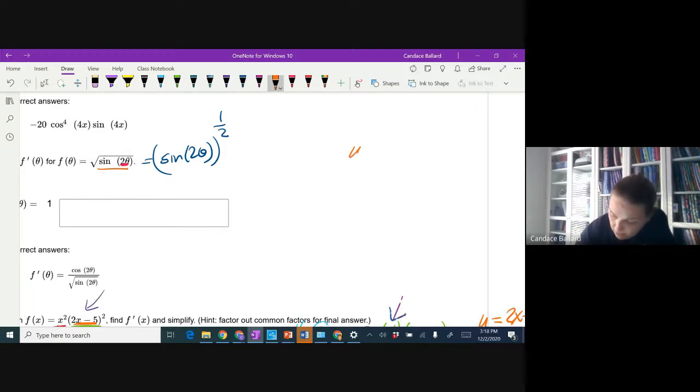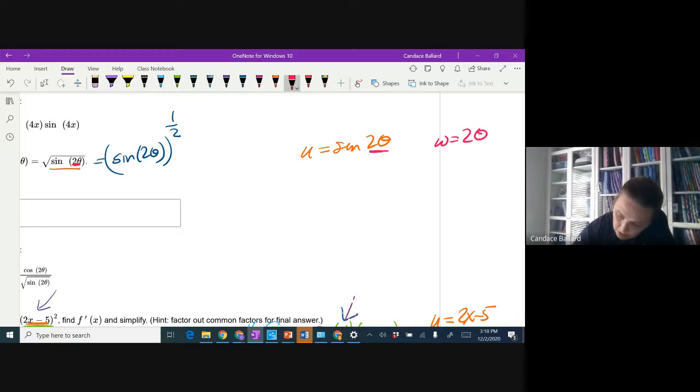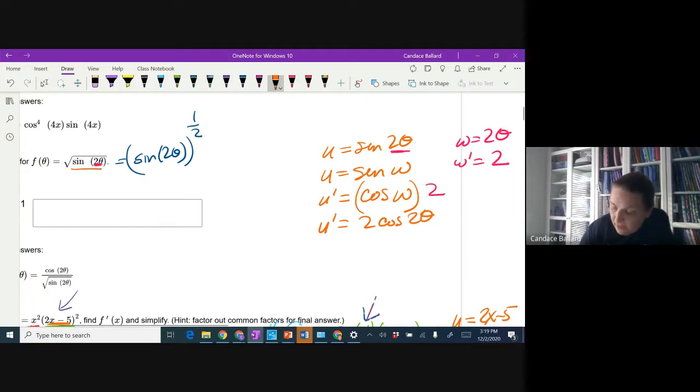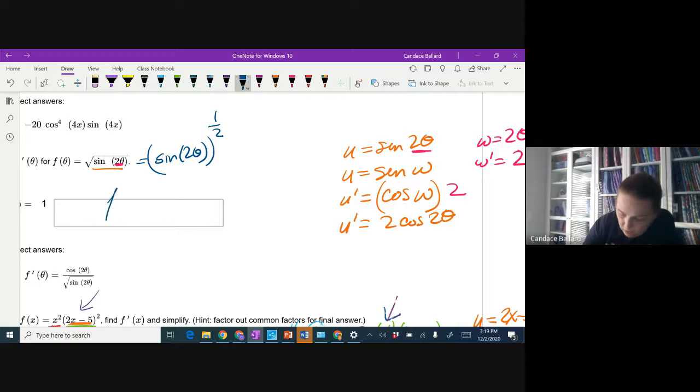So let's start doing our u, right? Start doing the chain. So u equals sine of 2 theta. And then I've got my w. My w equals 2 theta. So w prime equals 2. I'm going to rewrite my u. So u equals sine of w. And then u prime equals the derivative of sine, which is cosine of w. And then I've got to multiply by the inside. And then I've got to rewrite it, right? So u prime equals 2 cosine of, I'm putting in the w, 2 theta.